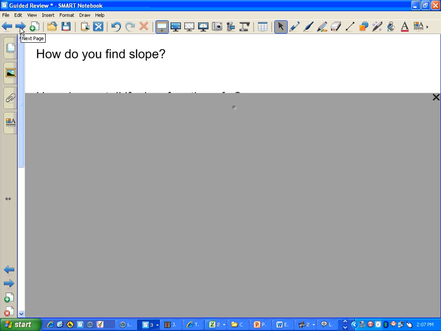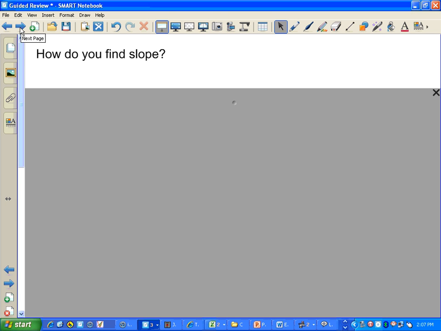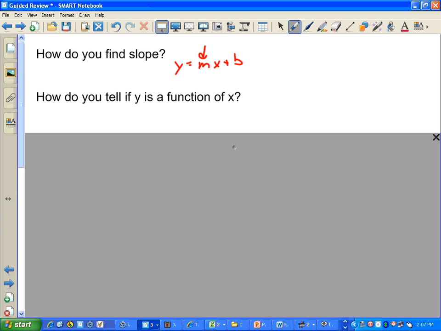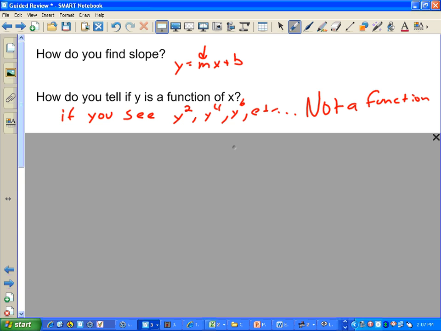Alright. How do you find slope? Put it into y equals mx plus b. Here's your slope. Okay, tell if y is a function of x. If you see y squared, y4, y6, etc., it is not a function.